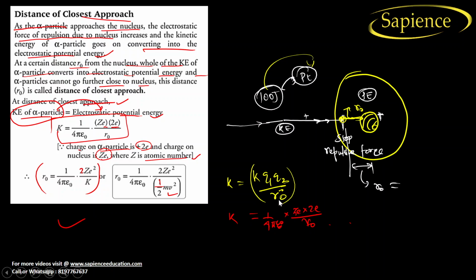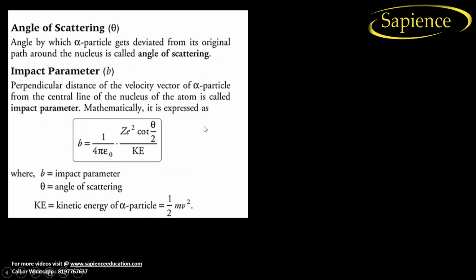So I hope you have understood this. So now, next is angle of scattering. The angle by which the alpha particle gets deviated from its original path around the nucleus is called the angle of scattering.